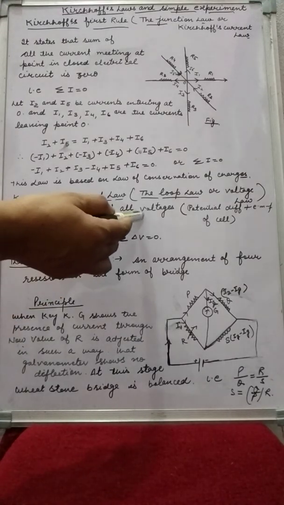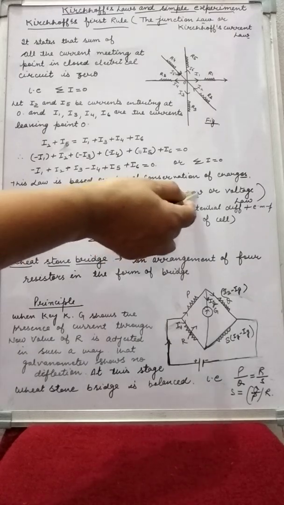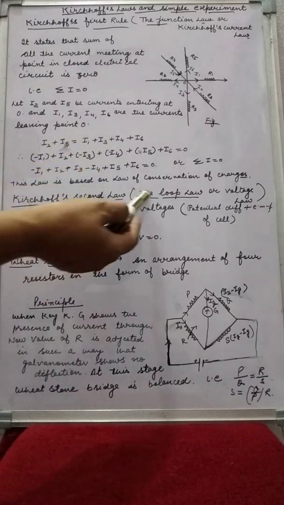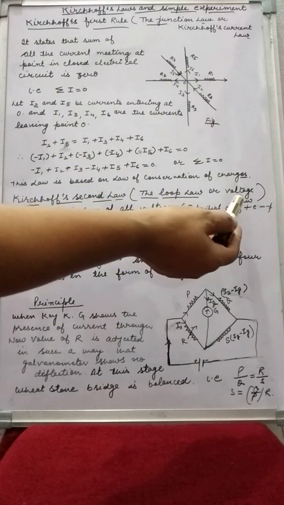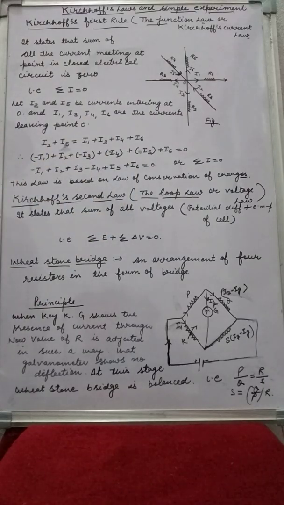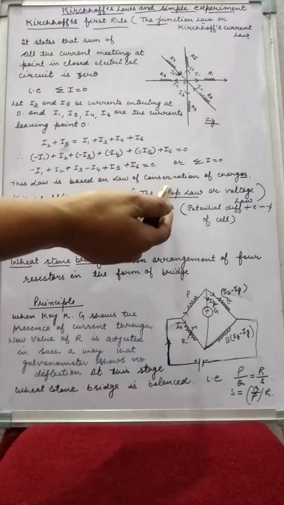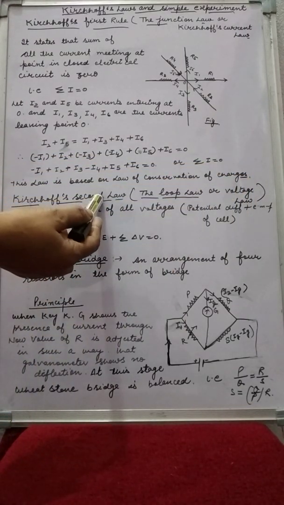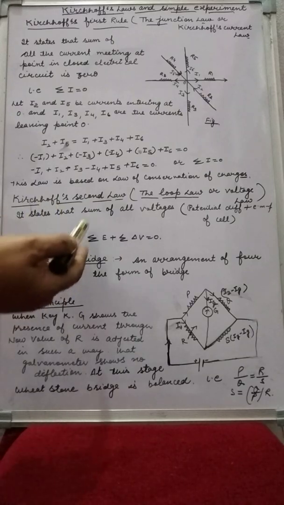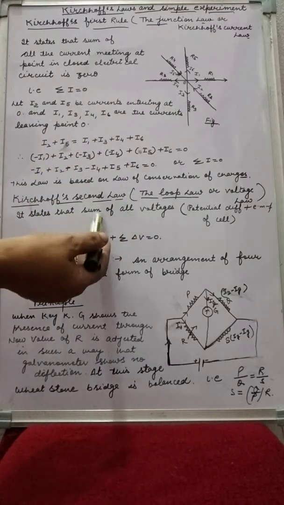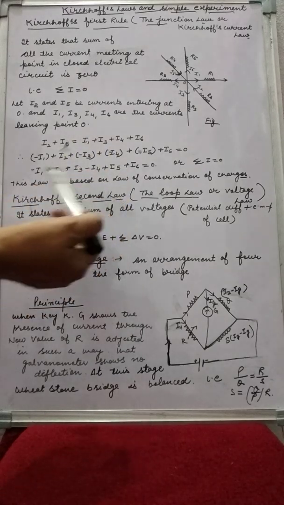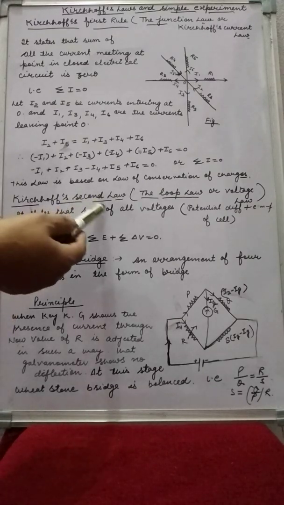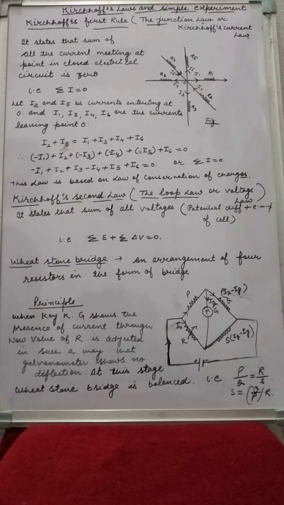And this law is also called the loop law. This is also very important. The other name of Kirchhoff's second law is the loop law or Kirchhoff voltage law. And this law is based on the law of conservation of energy. Energy remains conserved in Kirchhoff's second law.